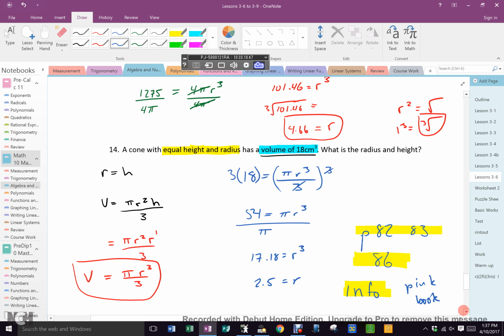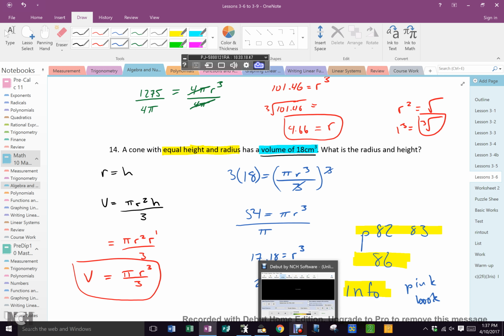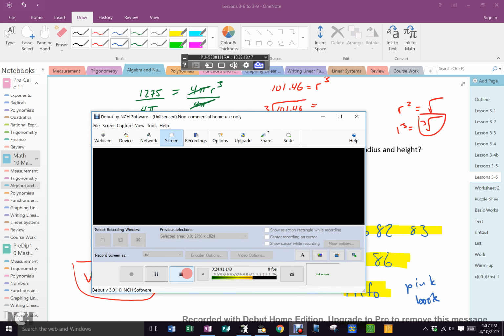Do we do all of these or only the circled ones? On page 90 and 91, you only have to do the circled ones. Unless, of course, you want extra practice. Is everybody good?